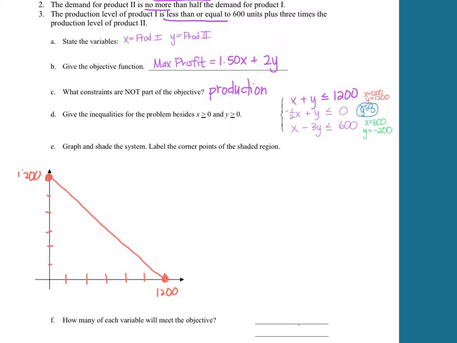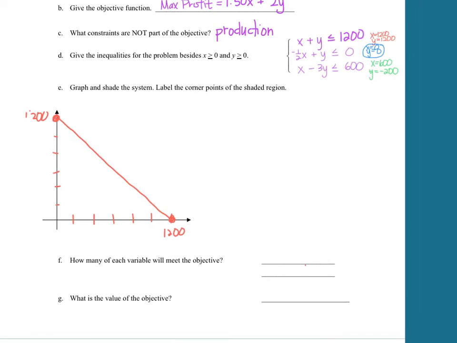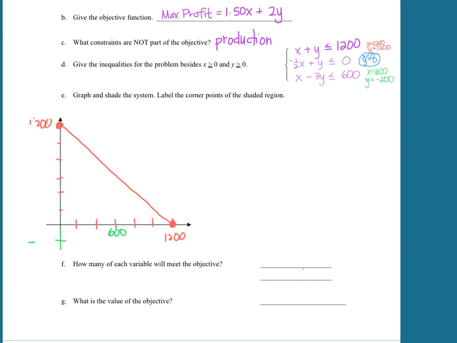Let's do the green one. X is 600 and y is negative 200. So let's see, 600 is here. Negative 200 would be right here. And so when we connect those, my equation will look like this. Also shading that one below.